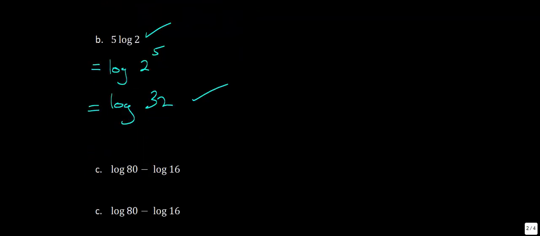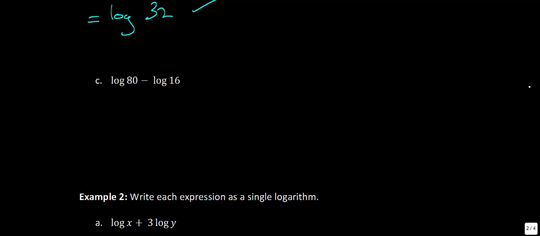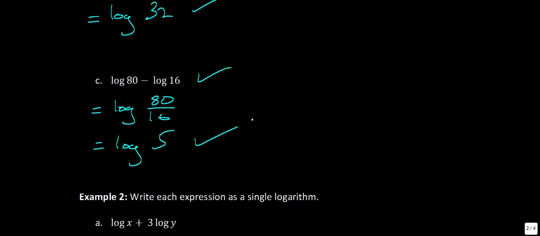Okay, and the last one we haven't taken a look at, obviously, is using the quotient law. And so this one just says that we can rewrite this as log of 80 divided by 16. And when we simplify that, 16 goes into 80 5 times, so this is log 5. All right, and again, those two should be equal.